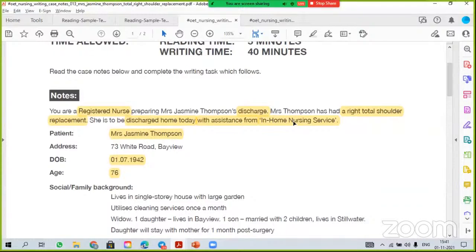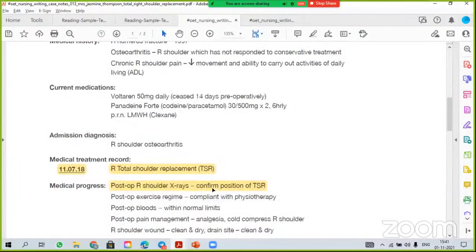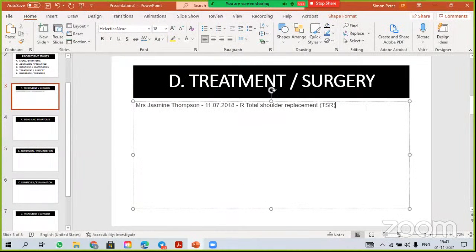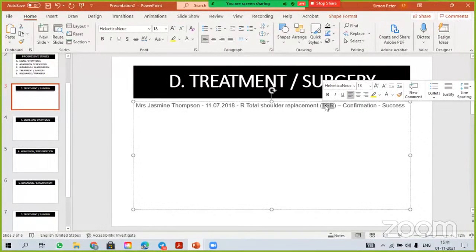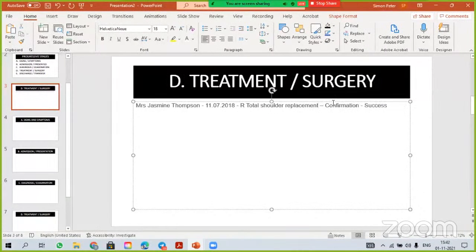So this is successful or perfect or confirmed position of TSR. X-rays have revealed or confirmed position of TSR. So confirmation. What is confirmation? Success. Okay. So TSR, shortcut, no need now. Okay, fine. So now you can see these things very clearly.